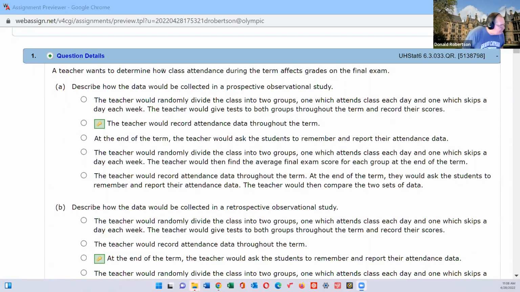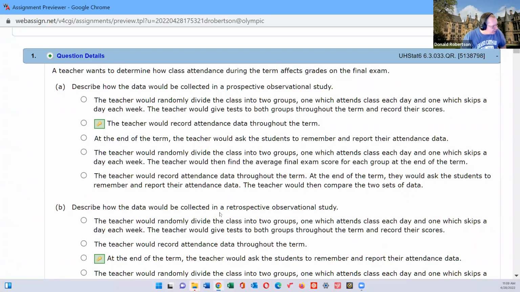So a teacher wants to determine how class attendance during the term affects their grades. Describe how the data would be collected in a prospective observational study. Well, prospective means you collect the data right from now and onwards. So when they say the teacher will record attendance data throughout the term, right? Attendance on Monday, attendance on Tuesday, and that would be it.